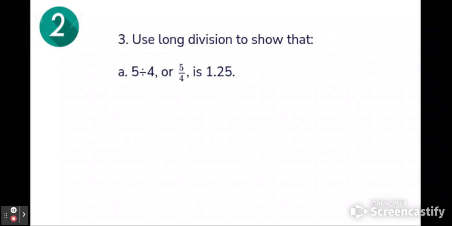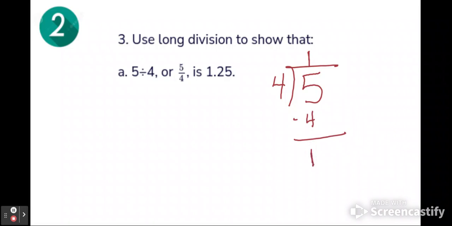So let's set up the problem. 5 goes inside my bracket. 4 goes on the outside. 4 goes into 5 once. 1 times 4 is 4. Subtract. I end up with 1.